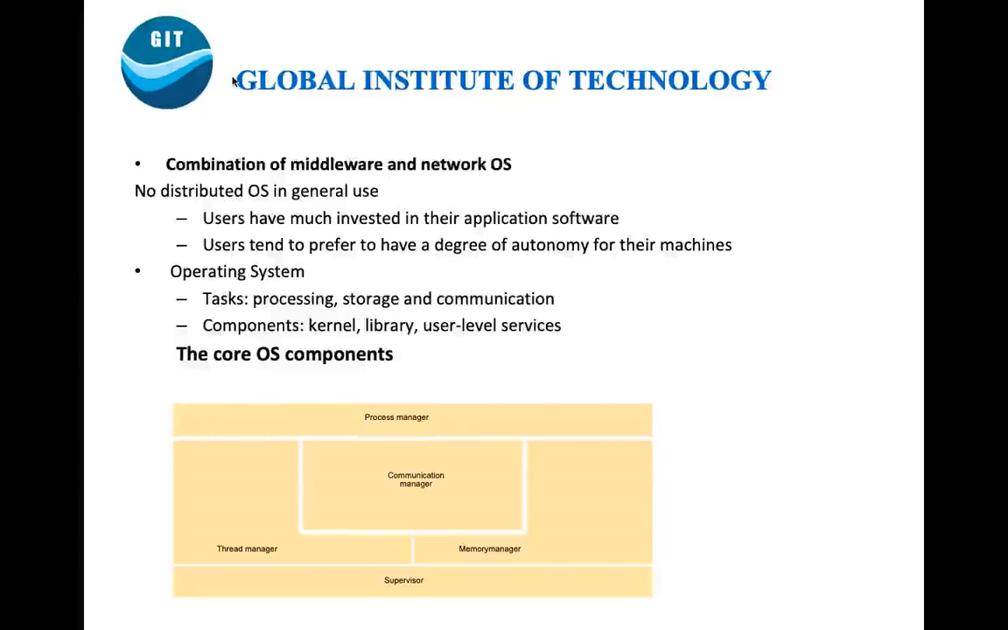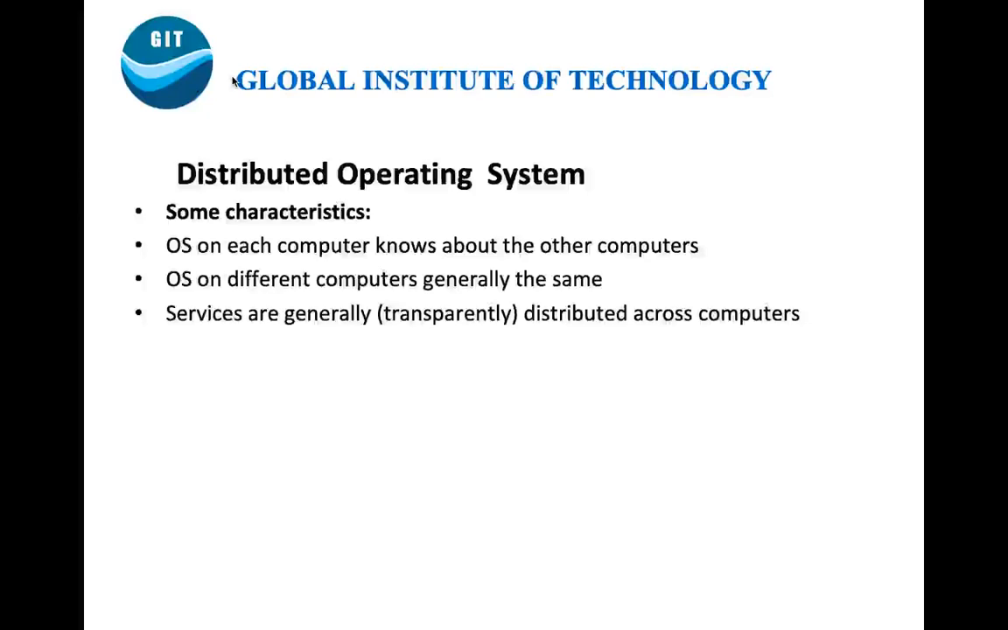In the OS, we have tasks and components. Tasks like processing, storage, communication, and components like a kernel, library, user level, services. Distributed operating system has some characteristics. The OS on each computer knows about the other computers. The OS on different computers is generally the same. Services are generally distributed across computers.